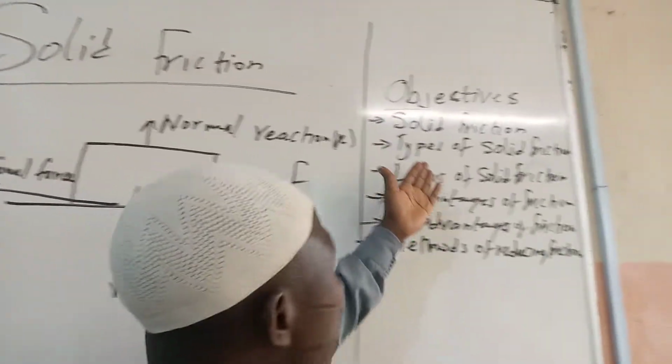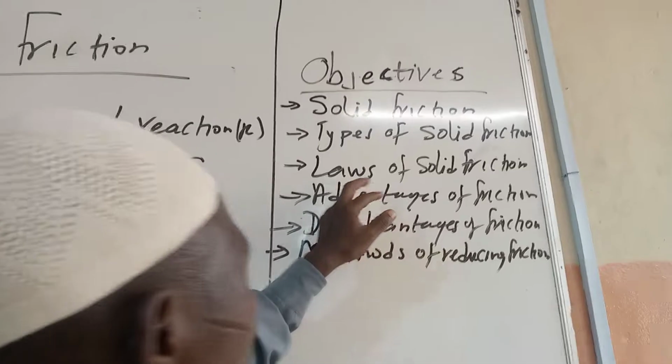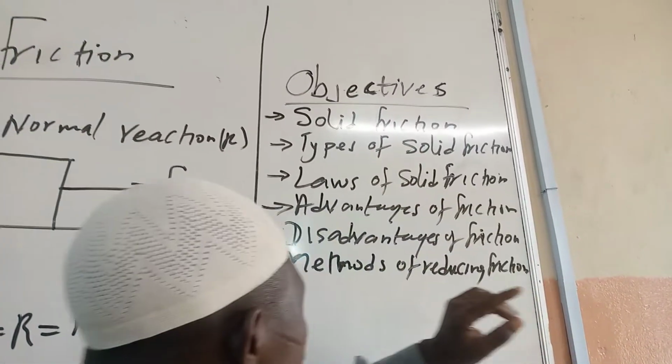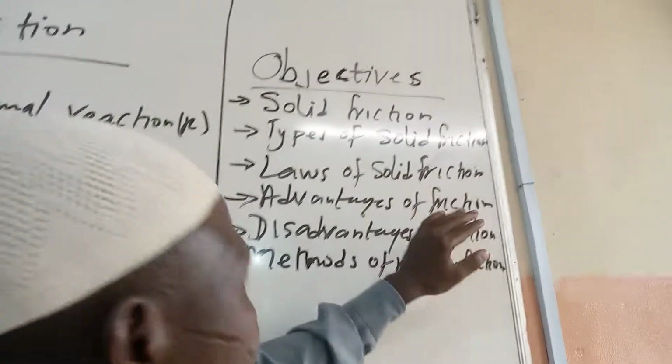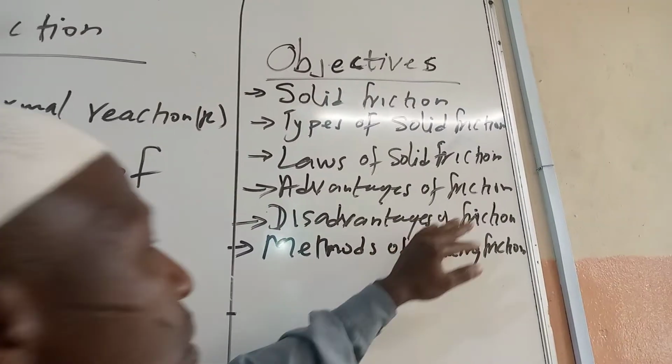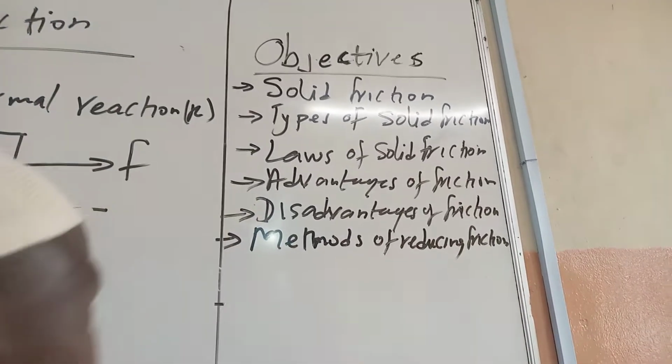Then we are going to have types of friction. We are going to have laws of solid friction. We are going to have advantages of friction, then disadvantages of friction, the method of reducing friction.